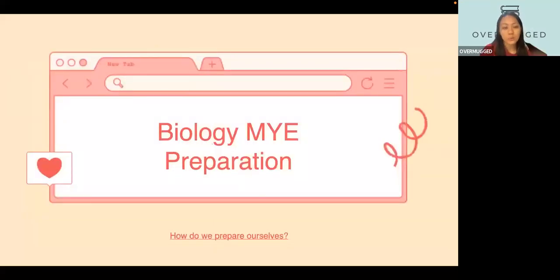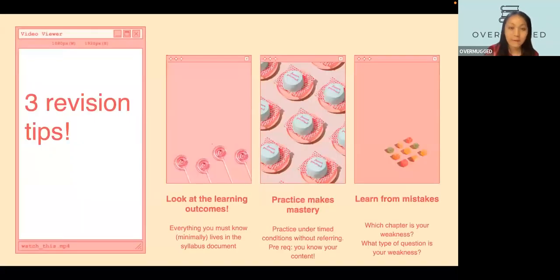So how do we prepare for mid-year? I feel like this is a bit late coming from me right now because, as I mentioned, for some schools the mid-year is next week, or in two weeks' time. Most of my students have it in the first week of May. So maybe it's a bit too late, but if you still don't know this, I think this is the best time to hear it. I have three revision tips for you.